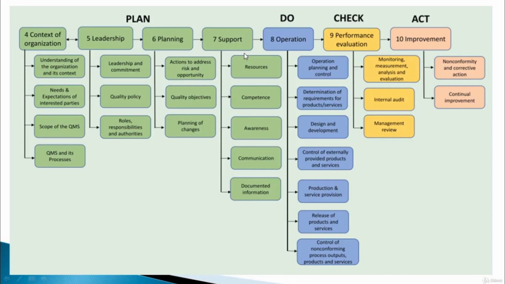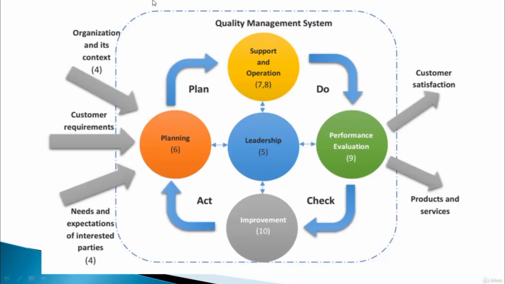Once we have planning, we move on to support and operation, which is respectively clause 7 and 8. Support is basically about providing resources, raising awareness and communication. Operation is basically about design and development or production. The thing with support and operation is that support is considered to be in the plan phase, and operation is taken to be in the do phase.